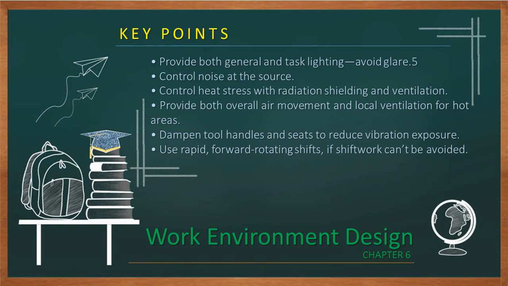Key points for work environment design. First, provide both general and task lighting, avoid glare. Control noise at the source. Next is control heat stress with radiation shielding and ventilation. Fourth is provide both overall air movement and local ventilation for hot areas. Next is dampen tool handles and seats to reduce vibration exposure. And lastly, use rapid forward rotating shifts if shift work can't be avoided.